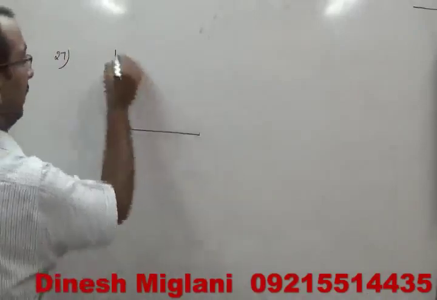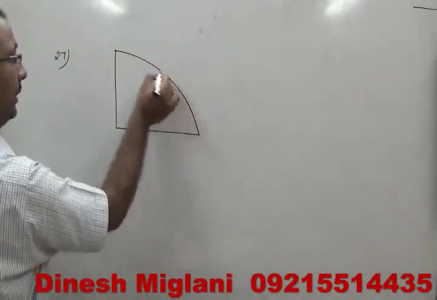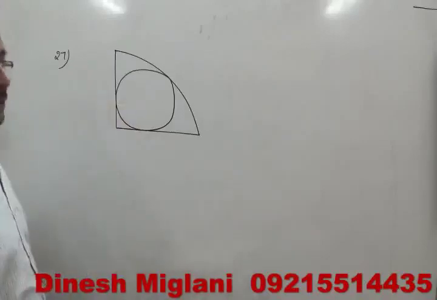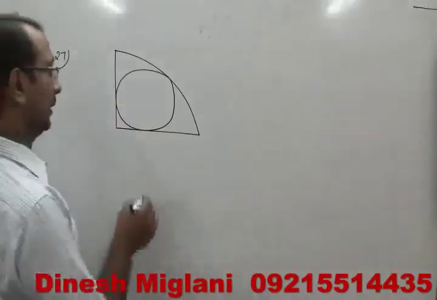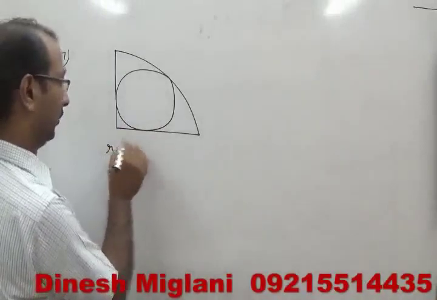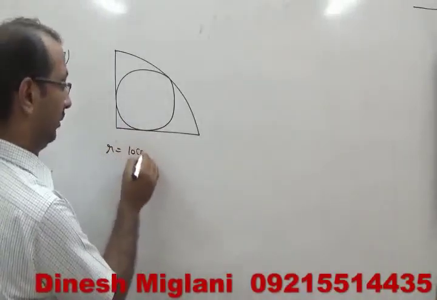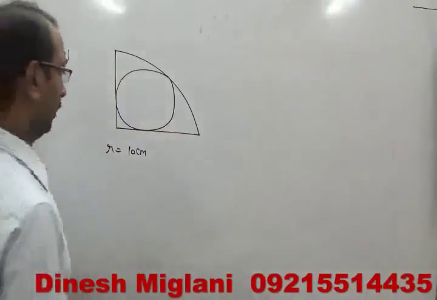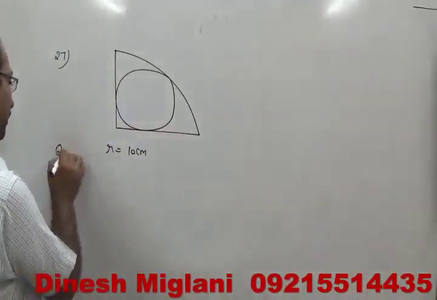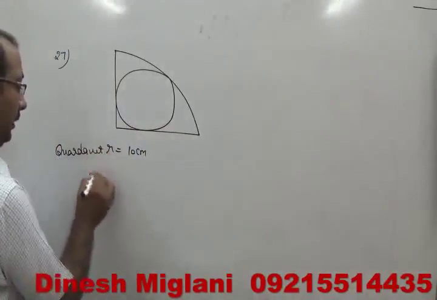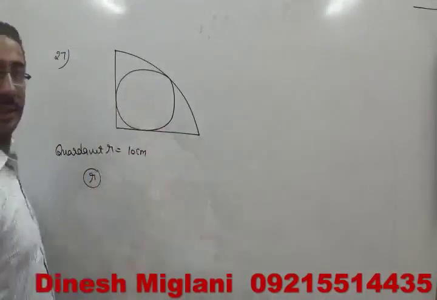One semicircle, you have to insert one circle in such a way, right? Now the same point, let us say it is given that the radius of the bigger circle is 10 centimeter. The bigger one is a 1/4 part of the circle, that is a quadrant. The radius of the bigger quadrant is 10 centimeter. What is the radius of the smaller circle that is being made inside it?